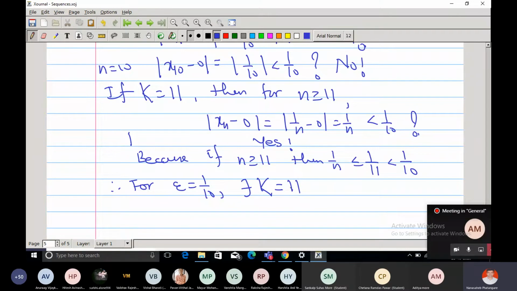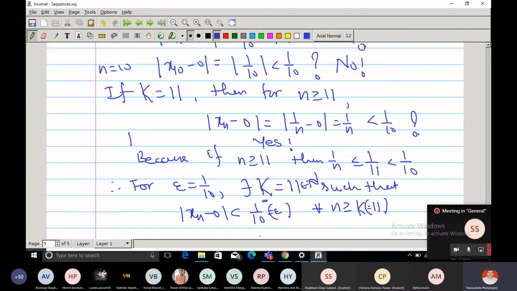Am I right? If something is going to happen for every number after 11, the same thing is true for every number after 20. So therefore k is not unique. Somebody may take k equal to 11, somebody may take k equal to 20, not an issue, because the only point is, does there exist a k? So there exists k equal to 11, a natural number. Remember that this is a natural number because k is the position. After the k-th term onwards, all terms satisfy this condition. So there exists k equal to 11 such that |xn minus 0| is less than this epsilon for every n greater than or equal to this k, which is 11. Here 1 by 10 is epsilon, here k is 11.